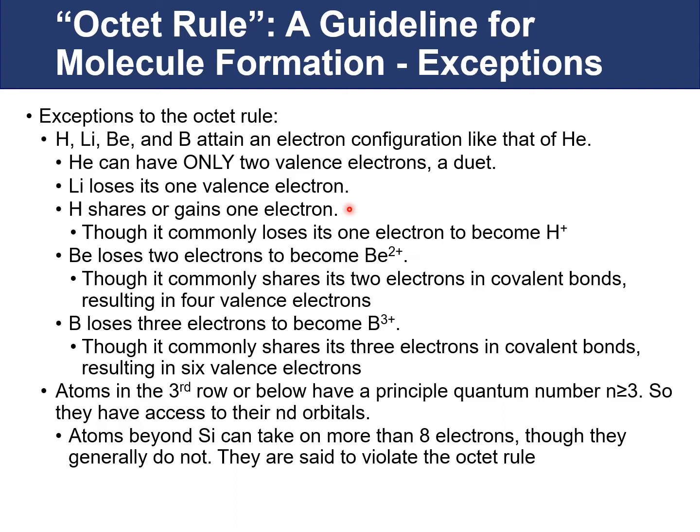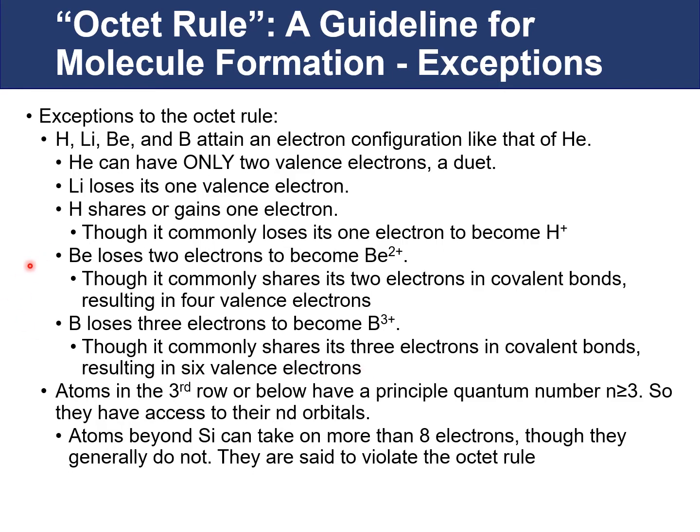Hydrogen will tend to share or gain 1 electron, though it commonly loses 1 electron to become an H+, particularly when forming a covalent bond. Beryllium will lose 2 electrons to become beryllium 2+, though it can commonly share its 2 electrons in covalent bonds, resulting in a total of 4 valence electrons. Boron tends to lose 3 electrons to become B3+, though it can also share its 3 electrons in covalent bonds, resulting in a total of 6 valence electrons.